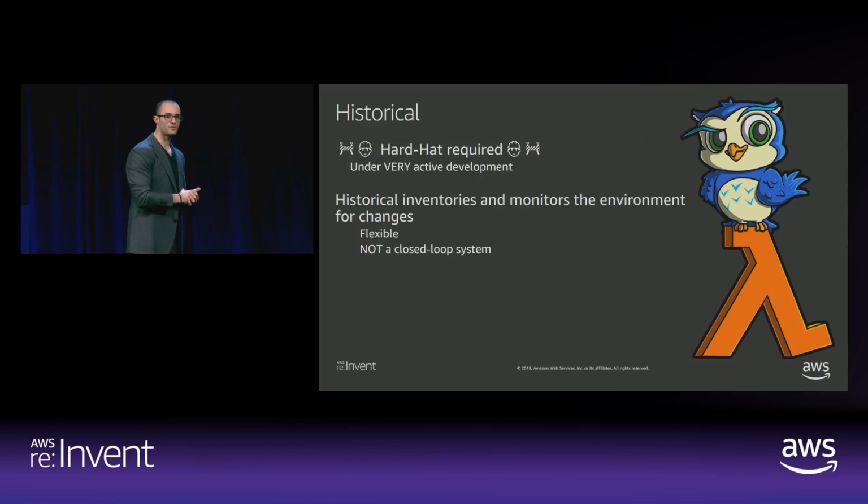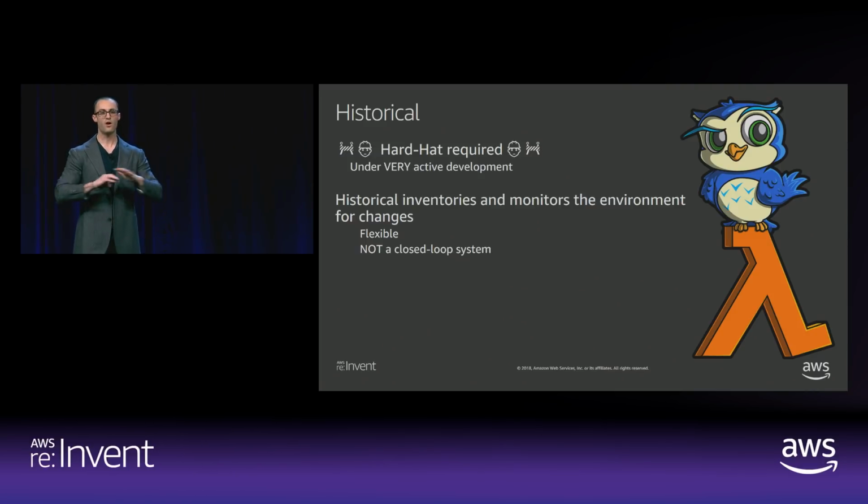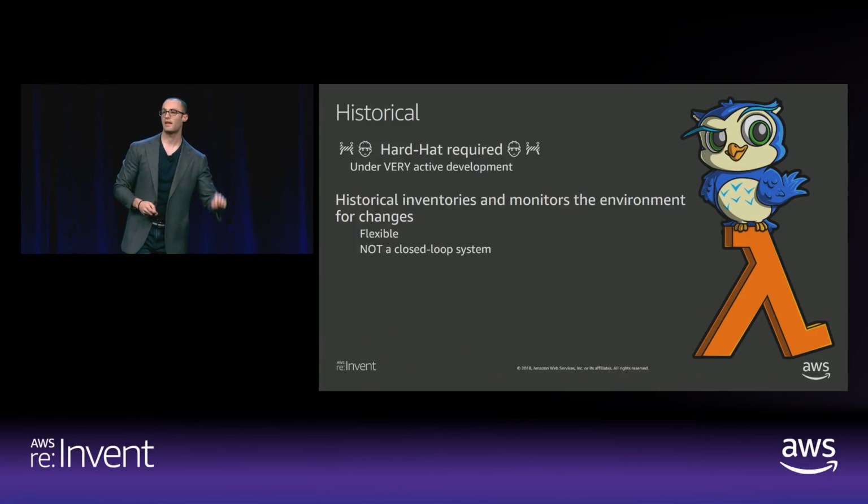How Historical works is that it is an owl. It is perched over your environment, and it can see all your resources, sees all the changes, and notifies the downstream consumers of it. It is a flexible system. It is not a closed loop. This is very important.